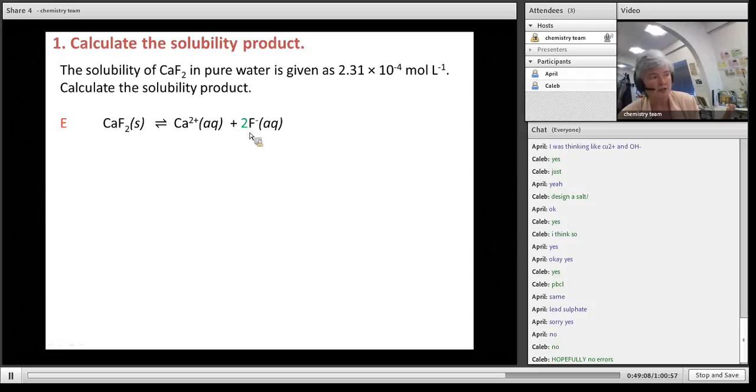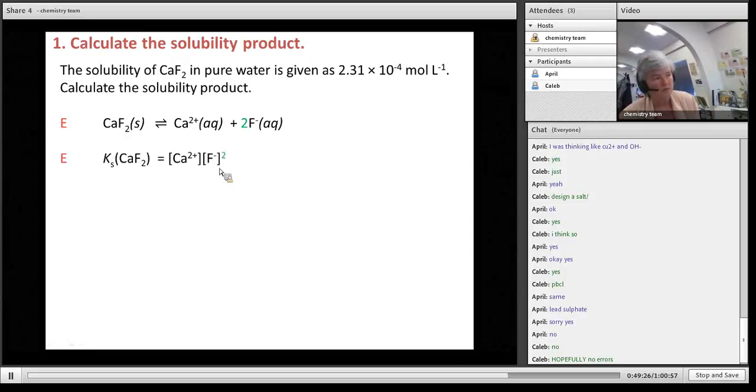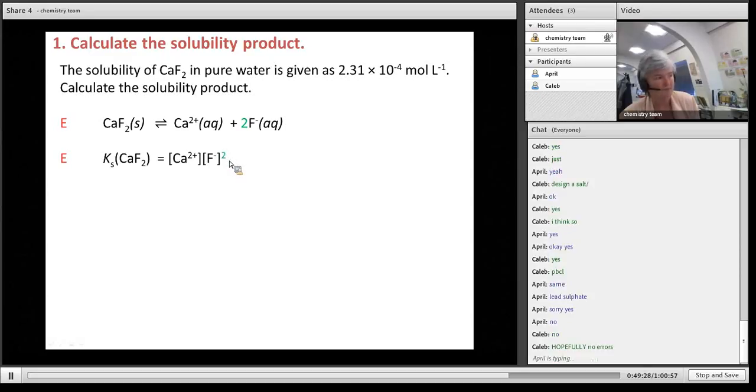That'll make sure that you put the 2 in front of F, which hopefully will make you remember to raise the power of the fluoride concentration to 2, to square it. Okay. Then you write the expression, because that means you're going to remember to square it. Any questions so far? You just take the calcium fluoride, divide it into its ions. If I've got 2 fluorides, the 2 goes in front, and then when I write the expression, the 2 goes as a superscript.